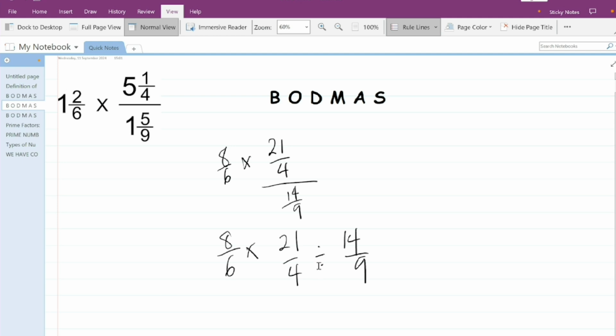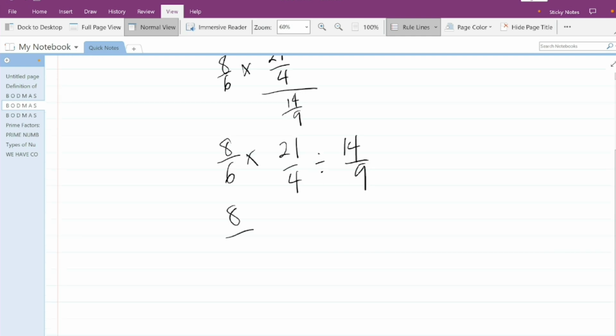And you know, division doesn't mean we just cut out. We change it from division to multiplication. Then you switch the numerator and the denominator of the fraction behind. So we have 8 over 6 times 21 over 4 times 9 over 14. We switch from division to multiplication. Then we switch the numerator and the denominator of the fraction behind. So we have this. Now we can start cancelling out or cutting down.